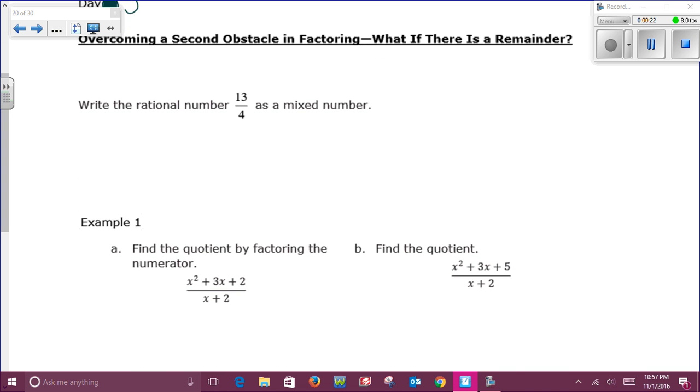Don't worry about it. Write the rational number 13/4 as a mixed number. When was the last time we had to do a mixed number, right? Well, we divide. Put 4 on the outside, 13 on the inside. 4 goes into 13 3 times. 4 times 3 is 12. Subtract, and I get a remainder of 1. So that means it's 3 and 1/4.